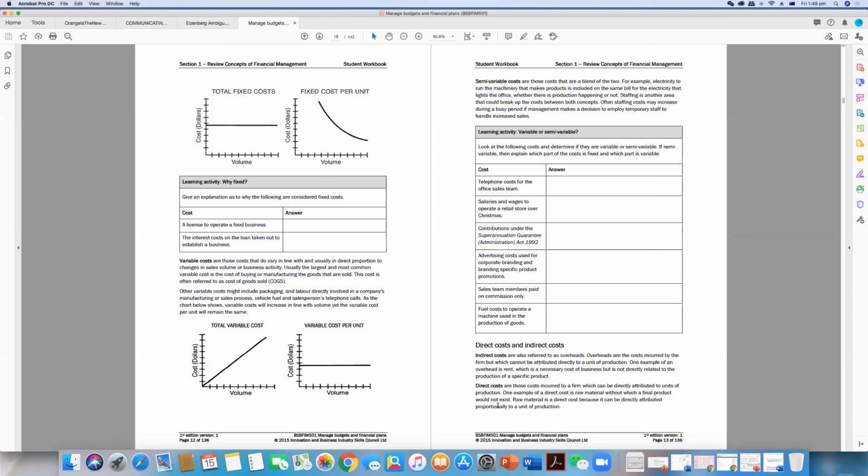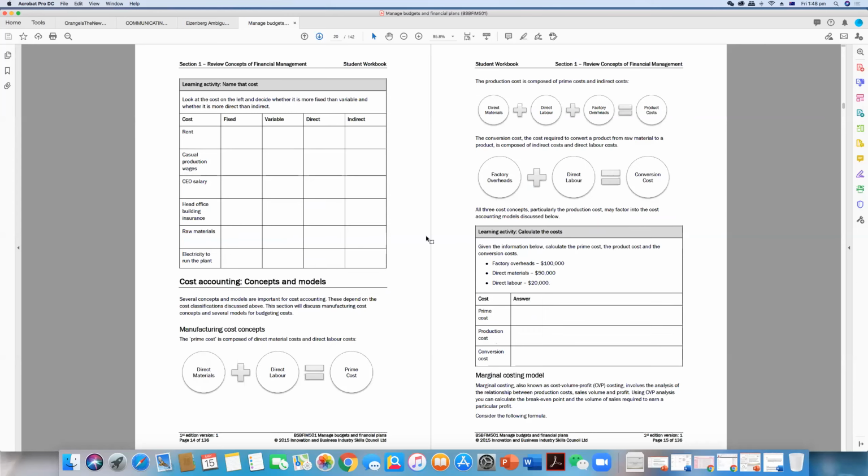And the direct costs are those costs incurred by a firm which can be directly attributed to a unit of production. One example is raw material; without it, a final product would not exist, right? So raw material is a direct cost, and also a variable cost. That is the relationship between those different categories of cost. And for the cost accounting concepts or methods, first we need to introduce some basic manufacturing cost concepts. First, prime cost. Prime cost is composed of direct material cost and direct labor cost. Just remember that. Those are called prime cost.